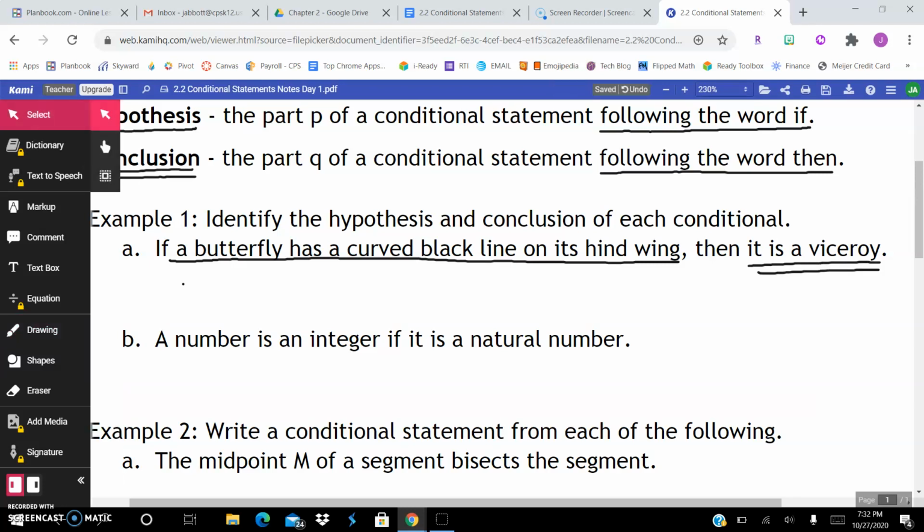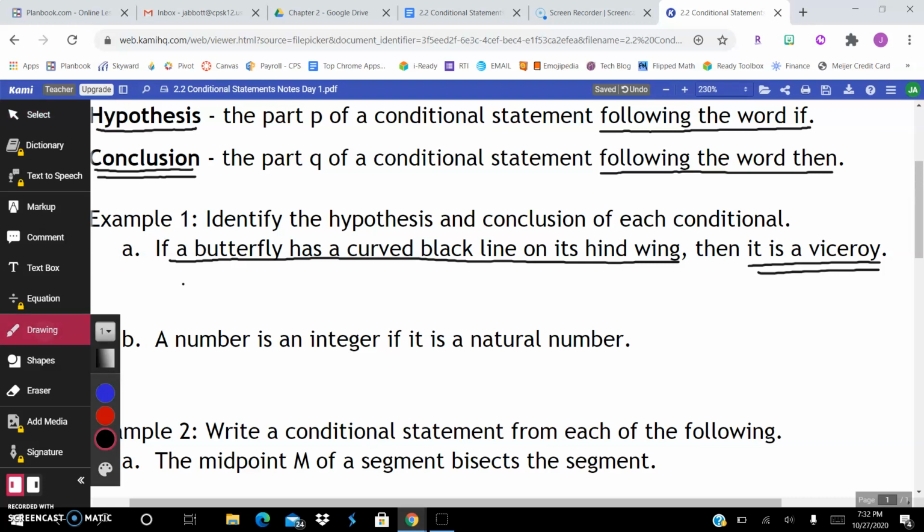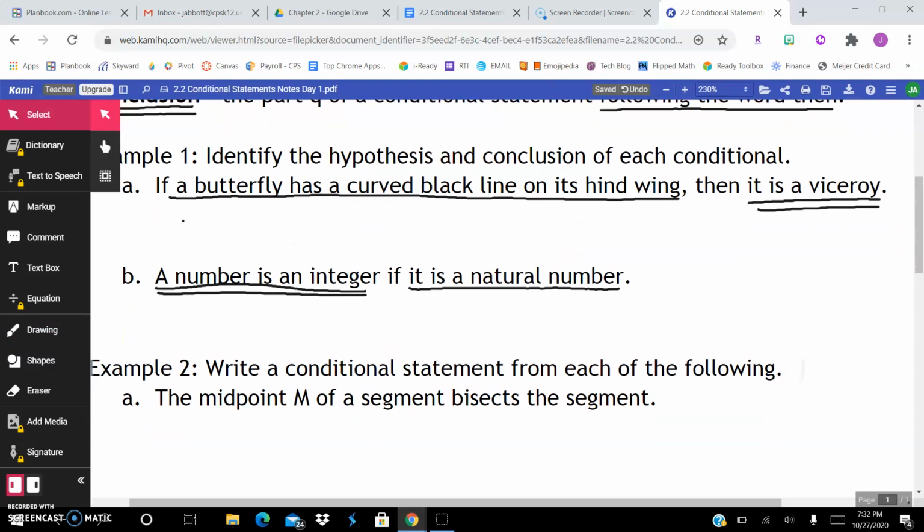All right, part B: a number is an integer if it is a natural number. So the hypothesis is following the if statement. It's actually at the end of this sentence here: it is a natural number. Then our conclusion is the number is an integer. So we've got to look for those if words and then in that statements.